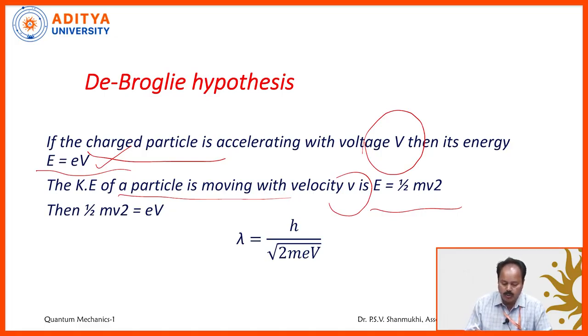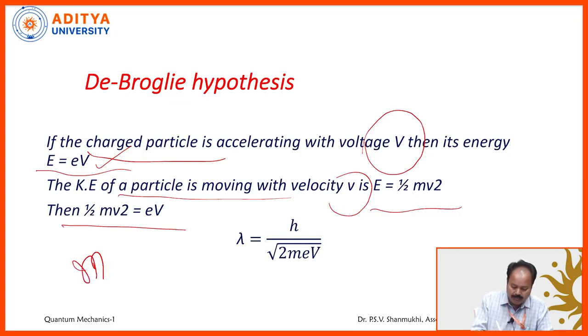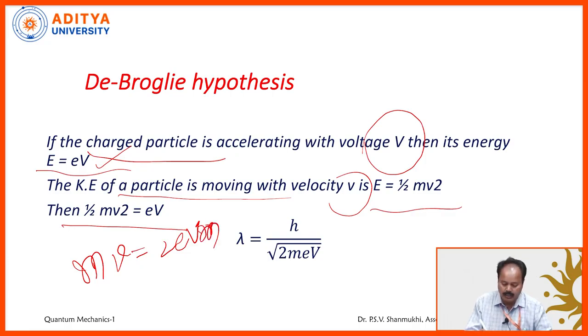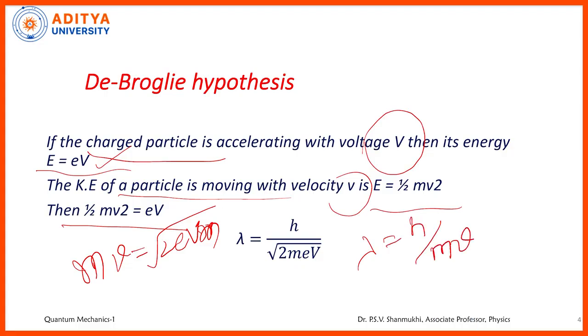So equating these two, what do we get? Half mv square is equal to eV. From this, we can write mv equals under root of 2meV. The de Broglie wavelength is given by lambda equals h by mv. Therefore, we get lambda equals h by root over 2meV.